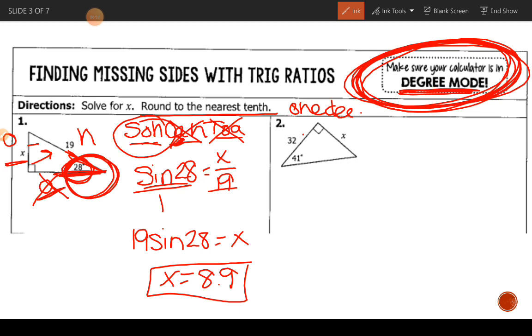So that's how you do it. So let's do a couple more examples. Let's look at number 2. So again, you circle the angle that they give you, and then you label your triangle.